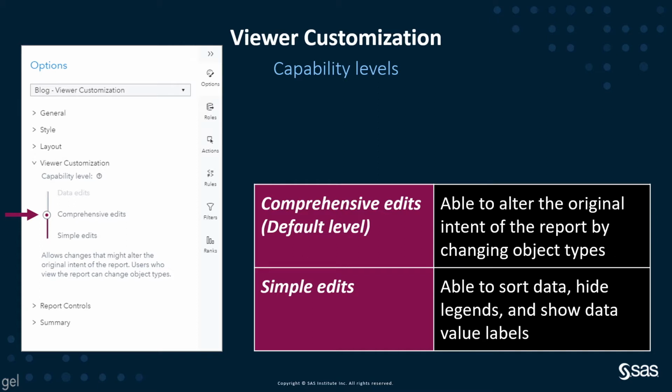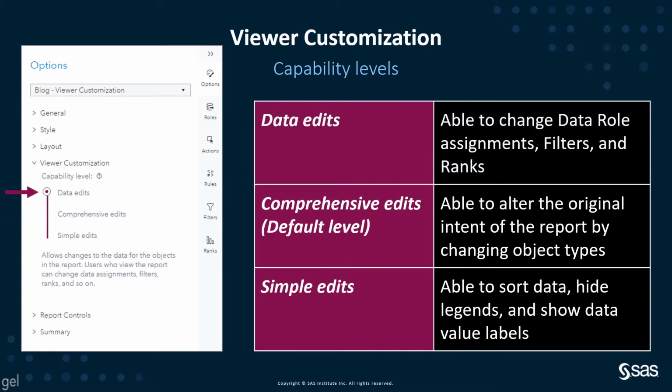This lets the viewer alter the original intent of the report by allowing the viewer the ability to change object types. For example, you can change a list table object to a bar chart. Last is the level that the demonstration will focus on. It's the Data Edits level, and this gives the report viewer the most flexibility within the report.